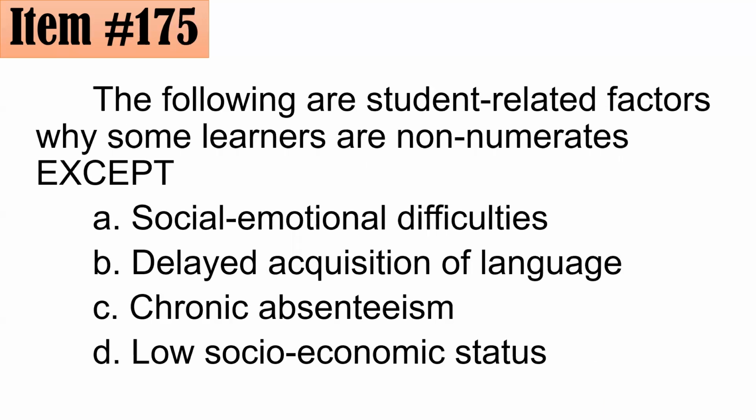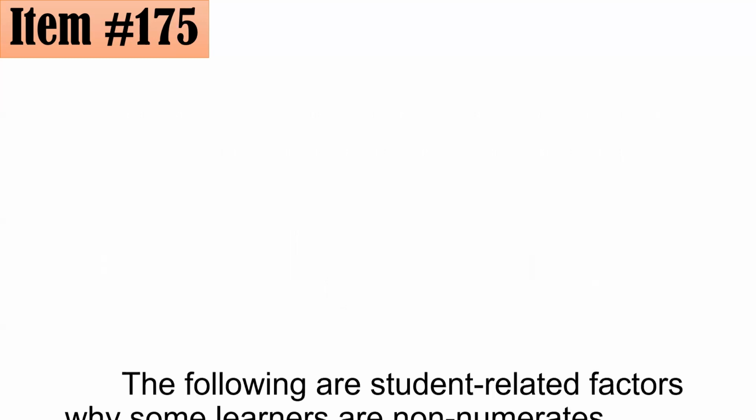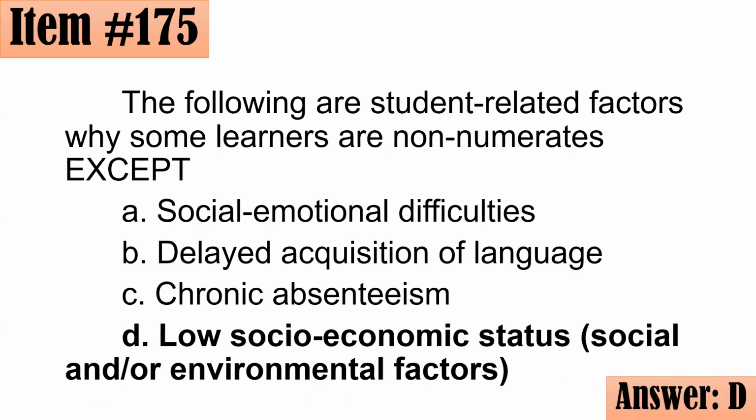175. The following are student-related factors why some learners are non-numerates, except: A, social emotional difficulties, B, delayed acquisition of language, C, chronic absenteeism, or D, low socio-economic status? Okay, pakisagot po. Pakilagay po ang sagot natin. Ano po kaya sa palagay niyo? Okay. If you answered letter D, you are actually correct.